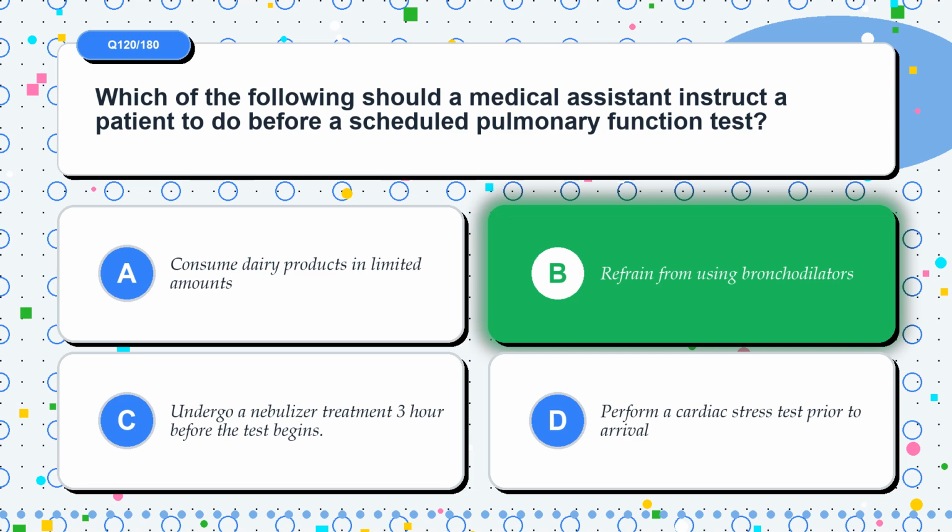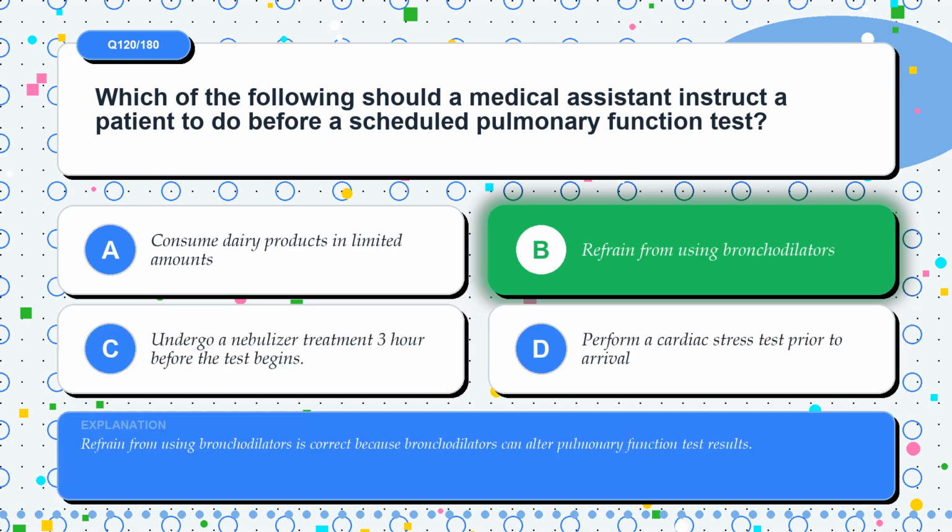The correct answer is option B, refrain from using bronchodilators. Refrain from using bronchodilators is correct because bronchodilators can alter pulmonary function test results.